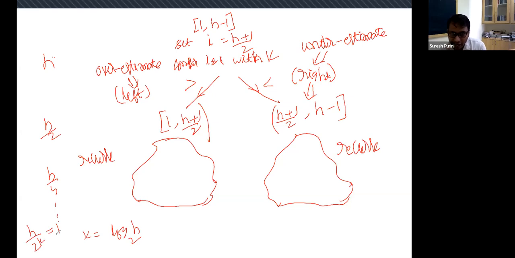Now, do we take a particular path in the tree, or do we traverse the whole tree? If you see, we take a particular path in the tree. And how many nodes are there in this path? How many comparison operations do we do? We do k comparison operations. That is log h to the base 2 comparisons we do.